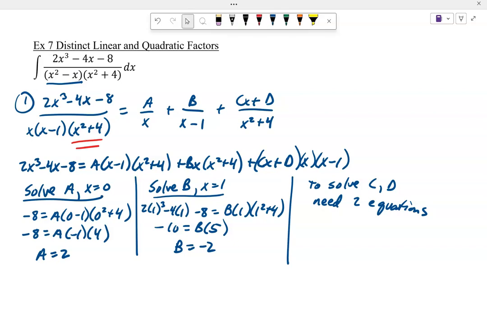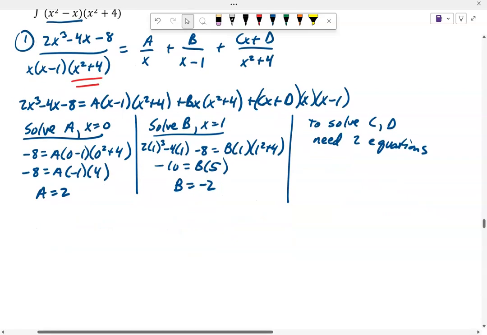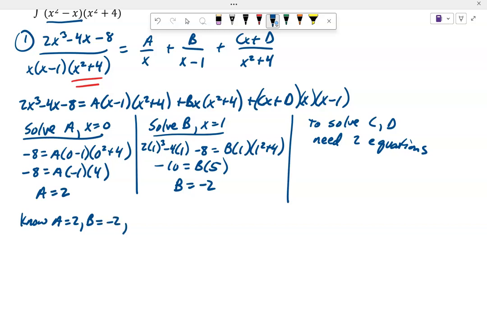And so we know a is 2, b is negative 2. Let's go ahead and let x be negative 1. And let me call this equation 1. Okay. And I'll have my first equation. And then I'm going to do an equation 2.